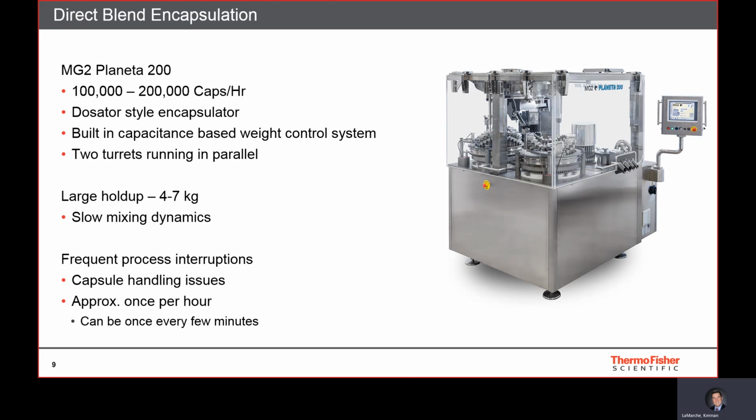For a direct blend system, with the throughput range we typically use, it has a fairly large holdup of 4 to 7 kilograms. This results in a great deal of mixing and relatively slow dynamics. So the mean residence time can be about 20 minutes.